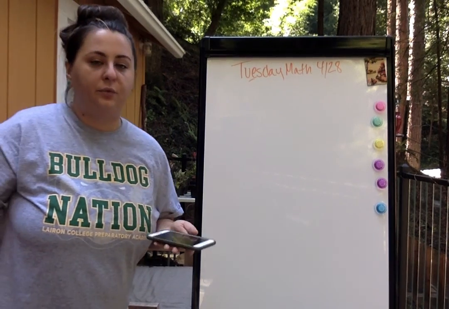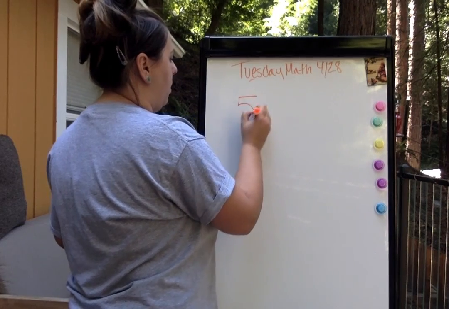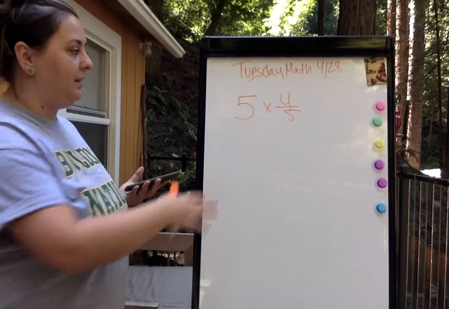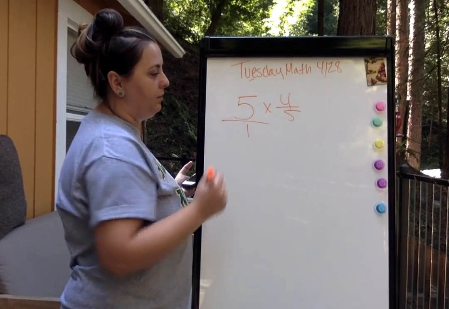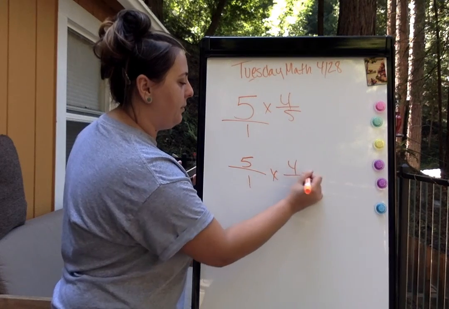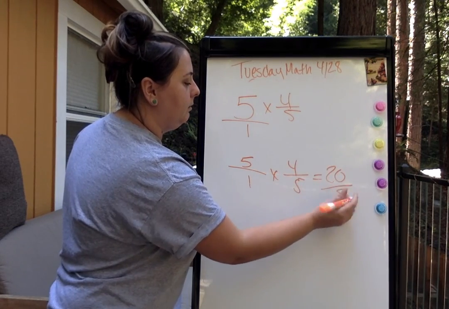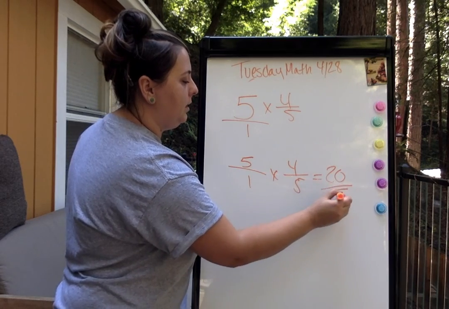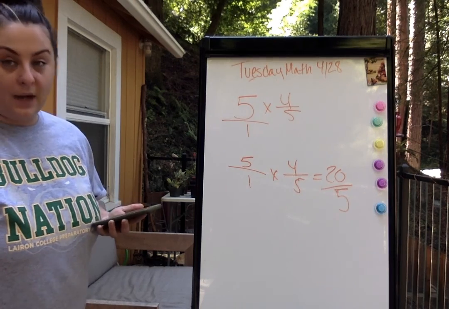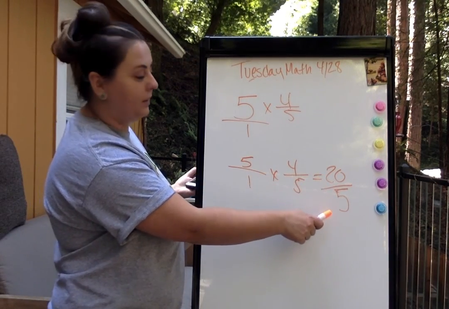Last one, we're asked to find the product. So it's going to be a whole 5 times 4/5. Now we want to make this into an improper fraction, so we're going to put a 1 underneath it. So that's going to give us 5 1s times 4/5 for a grand total of 20/5. Now, we do have to reduce this because this is improper. The numerator is larger than the denominator.